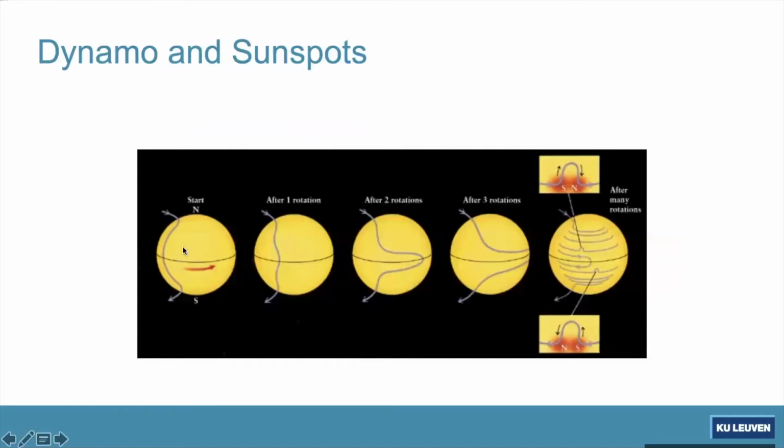So here is the progressing picture that shows magnetic field lines being steered and steered and steered and then causing the eruption. So that's the origin of the sun's magnetic field, the differential rotation.